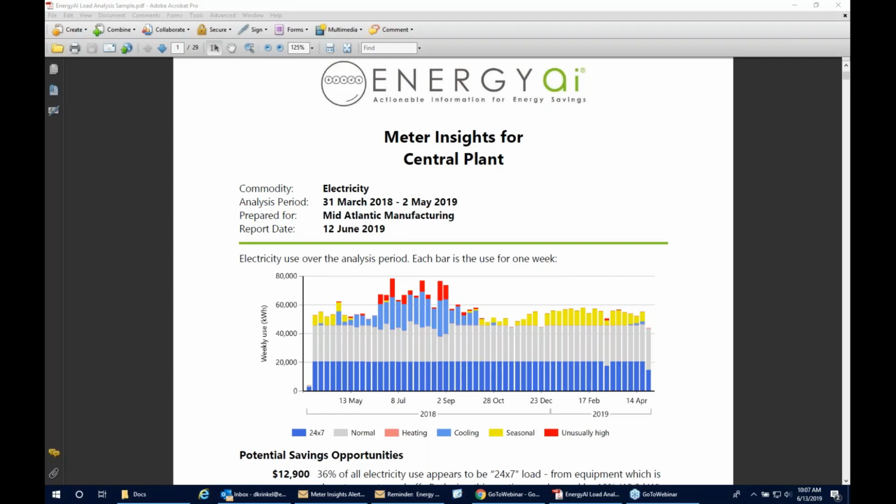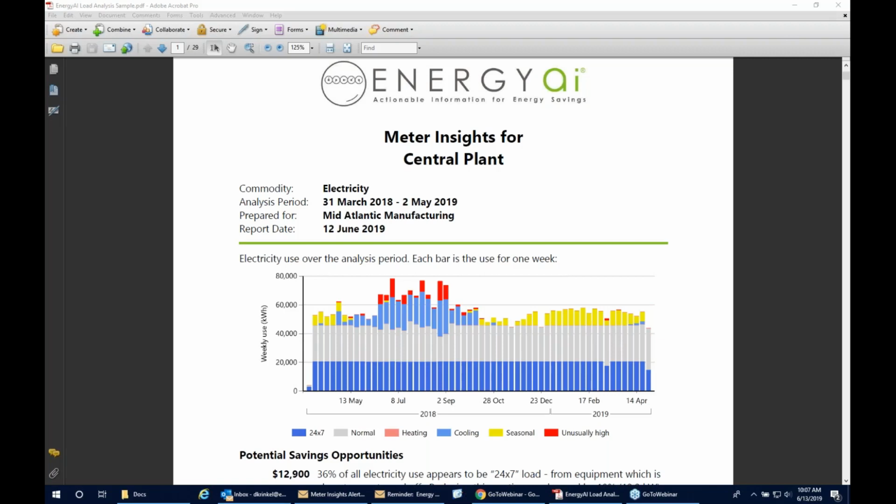Everybody immediately dived into trying to figure out, okay, what was going on Sunday? And it was inspiration in that even a non-energy expert knows their facility and they know how the facility should operate. And Energy AI came out of that in the sense that what we are trying to do is learn as much as possible about a facility's operation using only interval energy data.